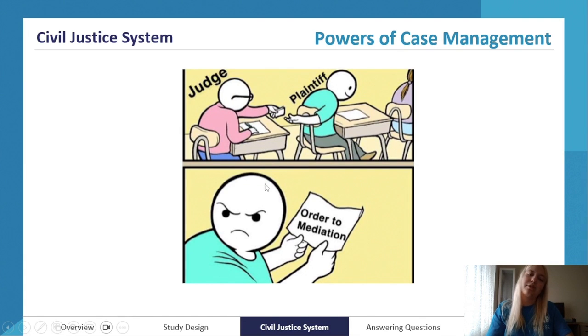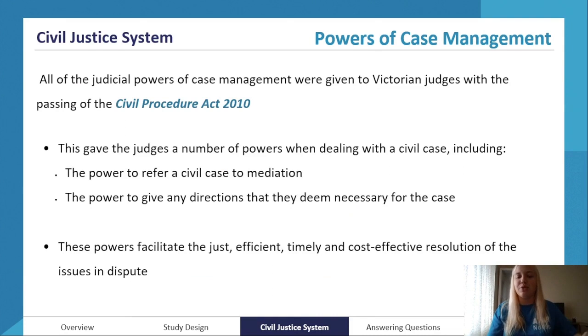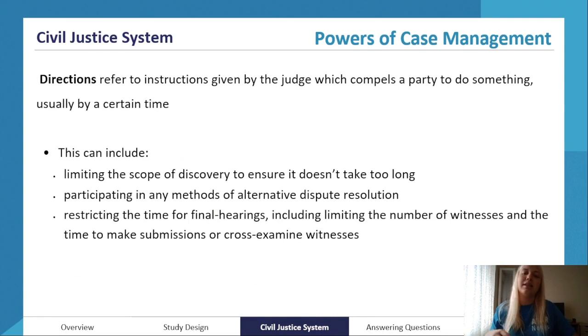So yes, the order to mediation. This is a meme that shows it always happens. You pretty much always have to go to mediation, which the plaintiff might not be pleased about because the defendant is not negotiating with them. But it is more effective than not sending them to mediation. It still helps to resolve a lot of disputes. That's why it's done. These are examples of the power to give directions that the judge has.